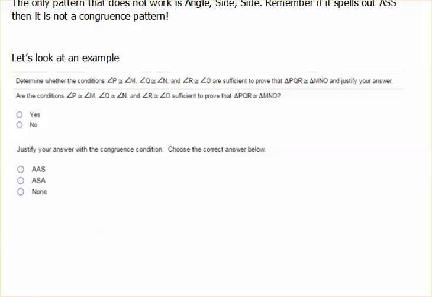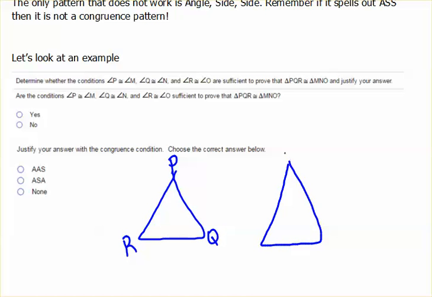Okay, here we have an example that says determine whether the conditions angle P is congruent to angle M, angle Q is congruent to angle N, and angle R is congruent to angle O are sufficient to prove that triangle PQR and triangle MNO are congruent, and justify your answer. Okay, so before I do anything else, let me draw out a triangle PQR, and it said that it was congruent to triangle MNO.